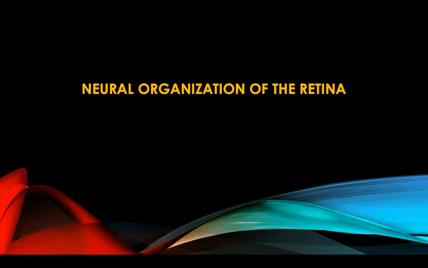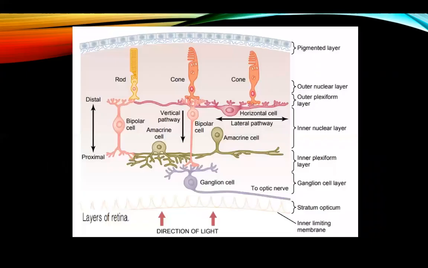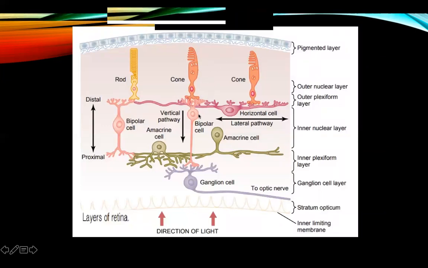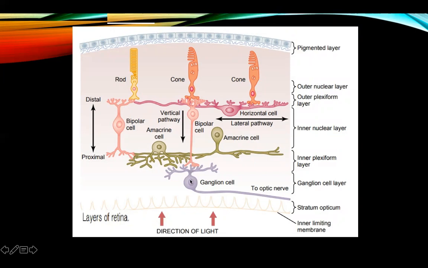Now, an overview of the neural organization of the retina. These are the rods and cones. They are the photoreceptor cells, and leading from the rods and cones, there are two cells, bipolar cells and ganglion cells, which lead to the optic nerve. So from the retina, there is a 3-neuron pathway to the optic nerve: the photoreceptor cells, that is the rods and cones, the bipolar cells, and the ganglion cells.